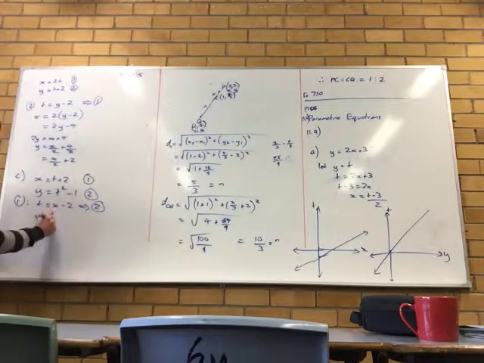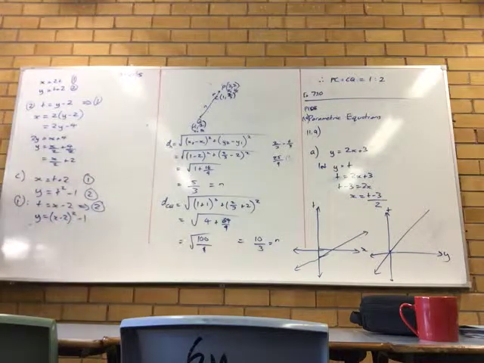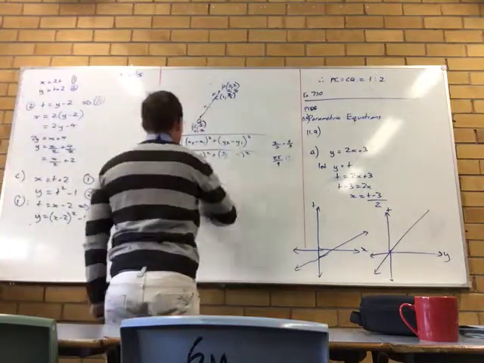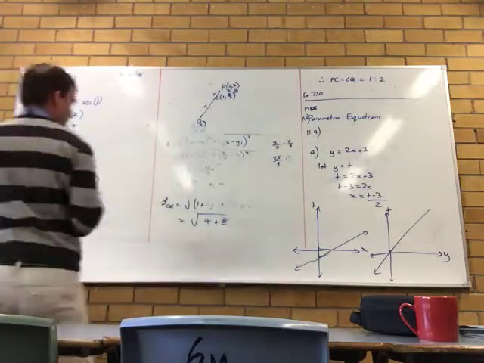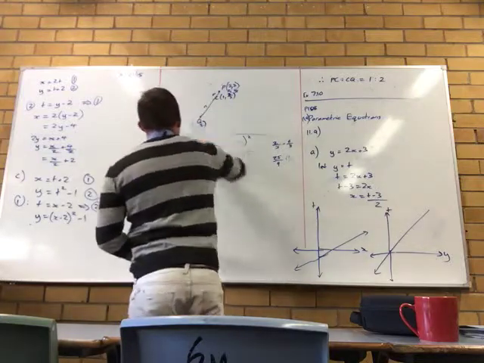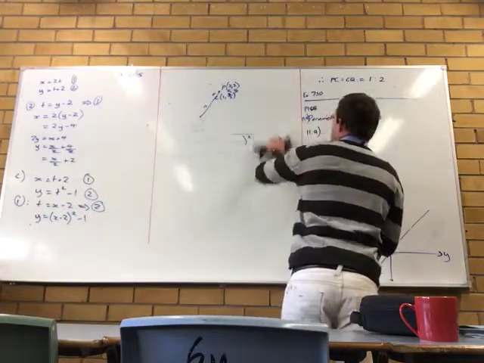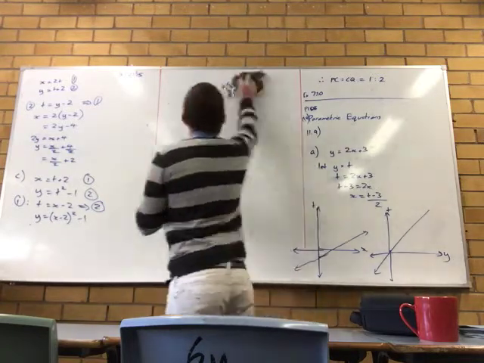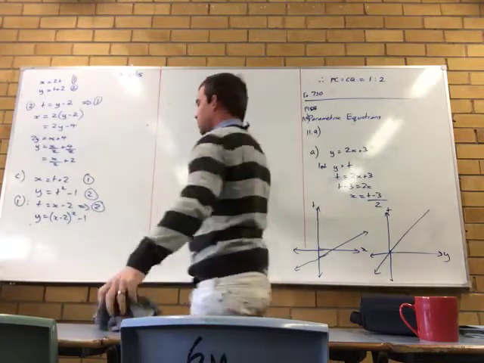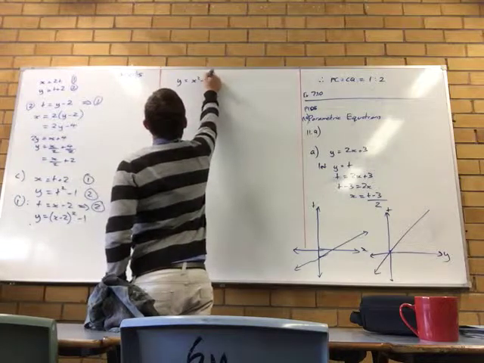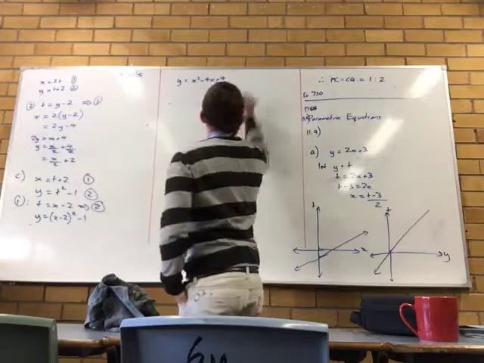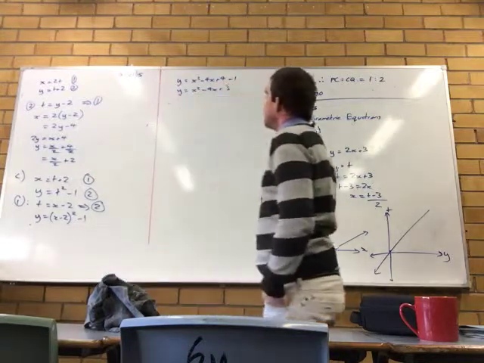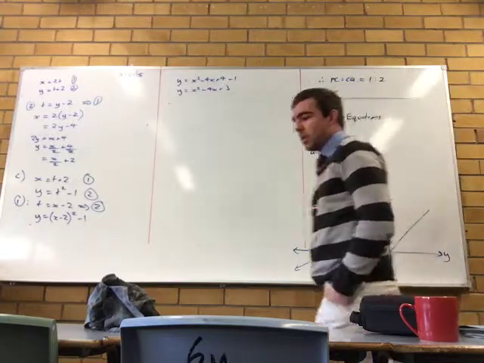All right, so y is (x take away 2) squared take away 1. Squared is x squared take away 4x plus 4. Remember how to expand that? And then take away 1. So y is going to be x squared take away 4x plus 3. And that's in the format that we're used to. So that's how we deal with that.